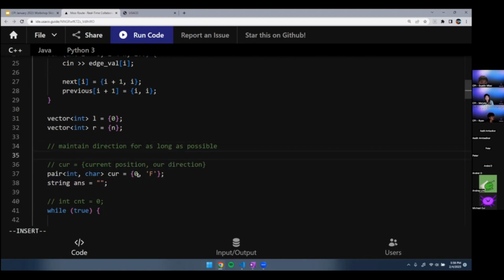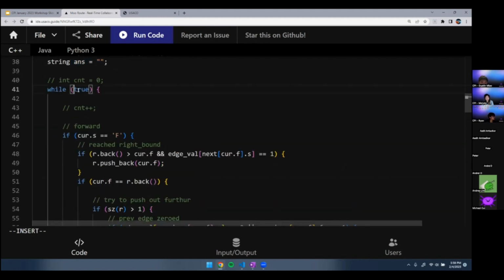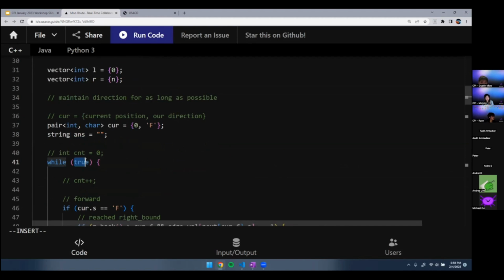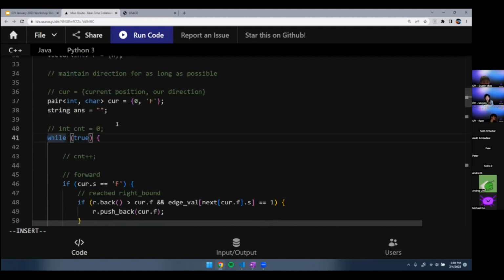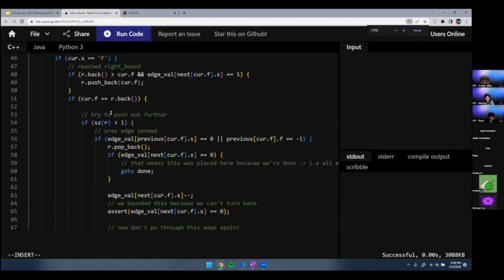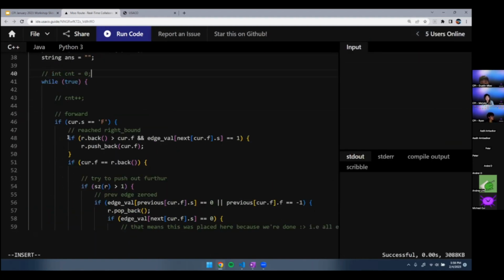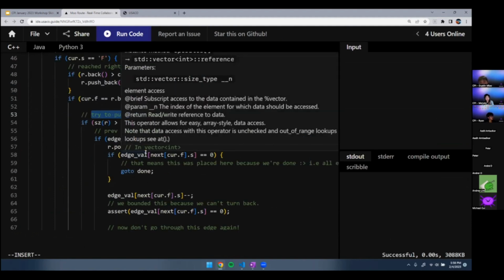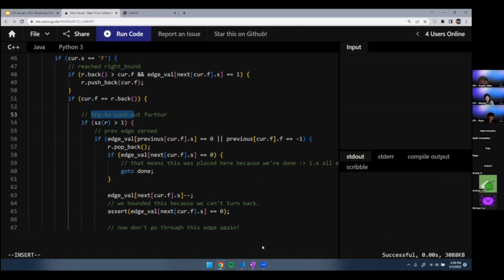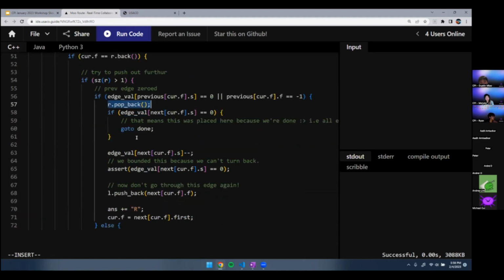because whenever we can, we want to make sure that we maintain this position, or it's going to have an answer away. So while true, or while we haven't made everything a 0 yet, if it's forward, then we're going to move forward. And if we reached a right bound here, we're going to try to push it out further. So we're going to check, did we 0 everything out to the left already? And if we have, then we're going to relax this right bound and go that way.